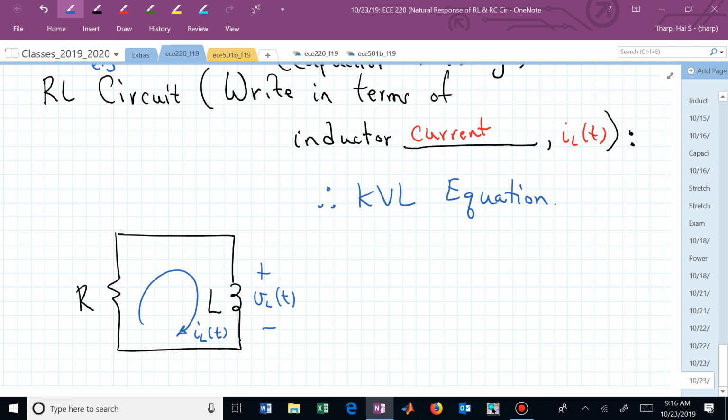If we now write KVL for this circuit, starting in the lower left, we have Ohm's law, which is R i_L(t). That's the voltage drop from bottom to top. We're going in that direction. And then we have the voltage dropped across that inductor as defined by the reference current direction. That's now L di_L/dt, and that's equal to 0.